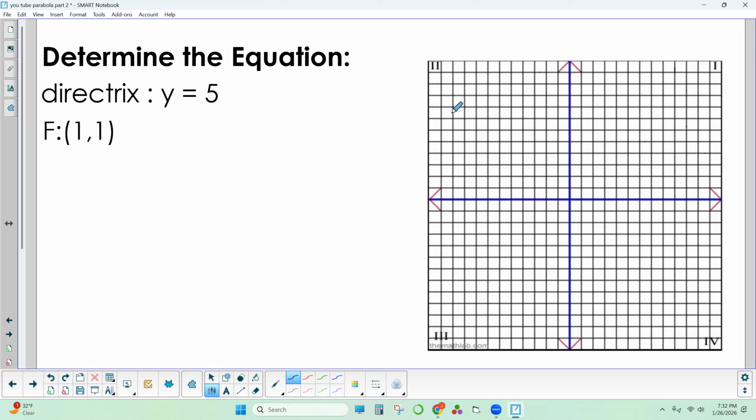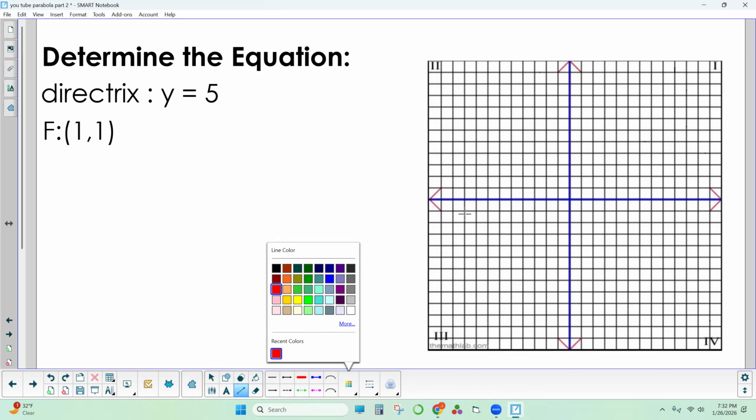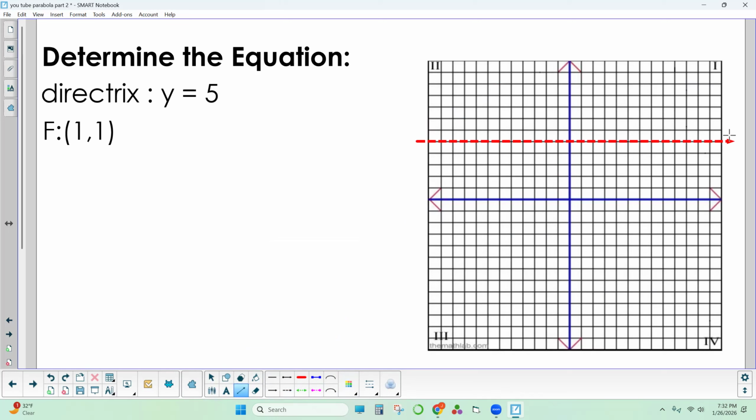All right. And so we're going to write our equation in vertex form. So the first thing we want to do is just kind of want a little rough sketch. You don't have to graph the whole thing, but we want to see what does this look like? Well, if we have a directrix at y equals 5, that's going to be a horizontal line through 5. So I'll go ahead and take a look at that. And then a focus at 1, 1. So if we go to 1, 1, and there is our focus.